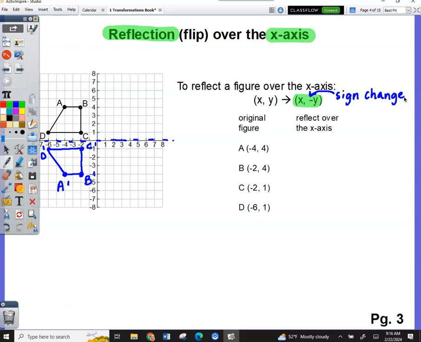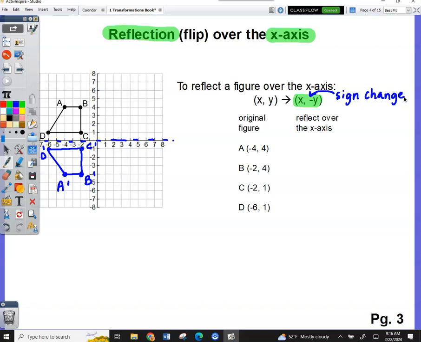And if you think about it, it's because we said a shape that starts up above the x-axis would flip down, which means the y-coordinate has a sign change. It never went right or left, right? It just went flip down. If the shape is down below, it would flip up.